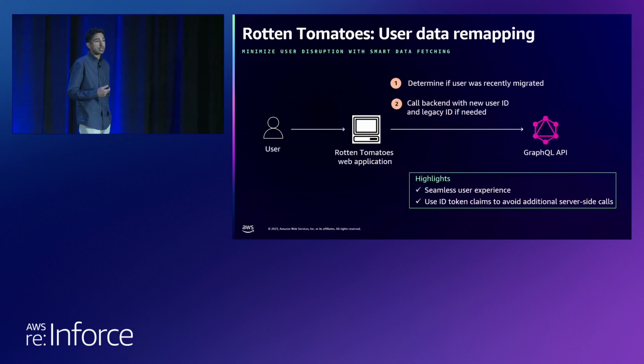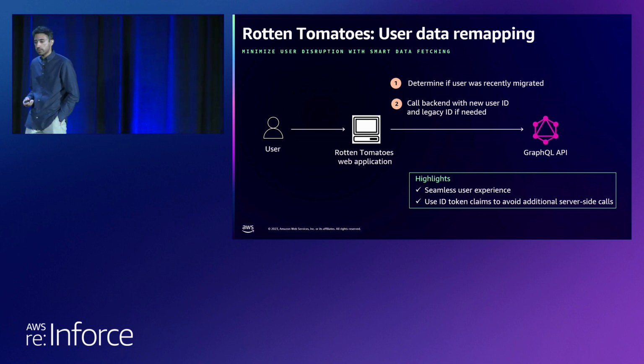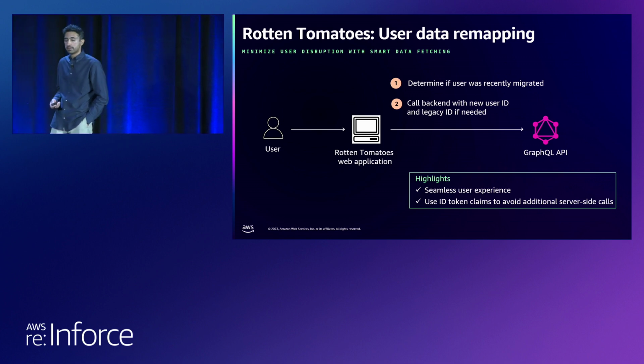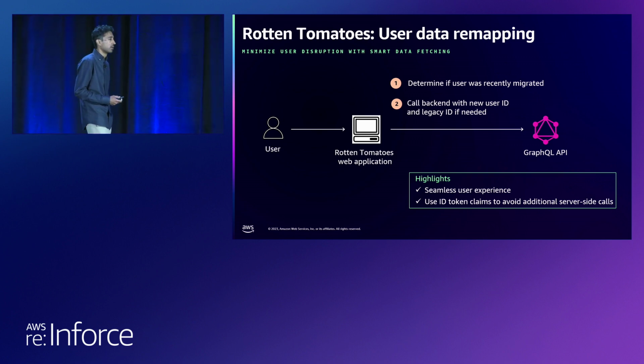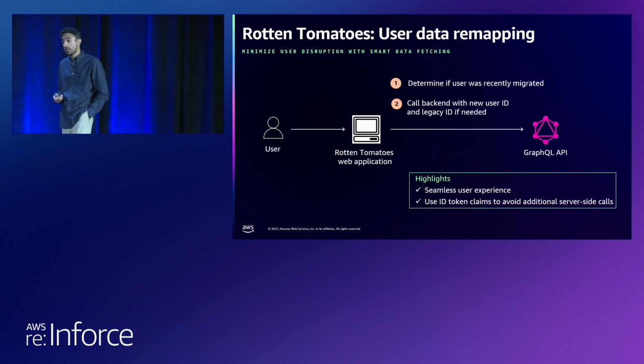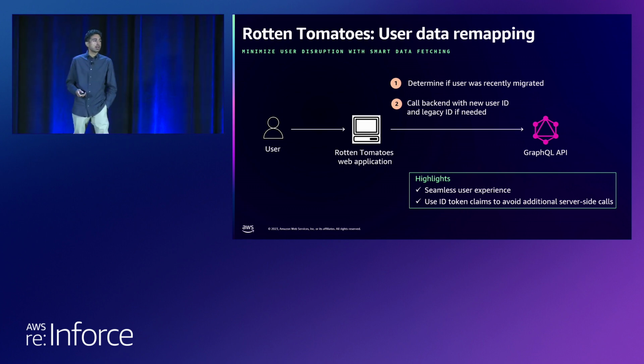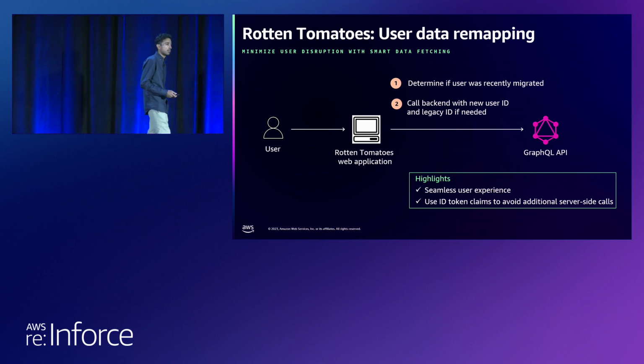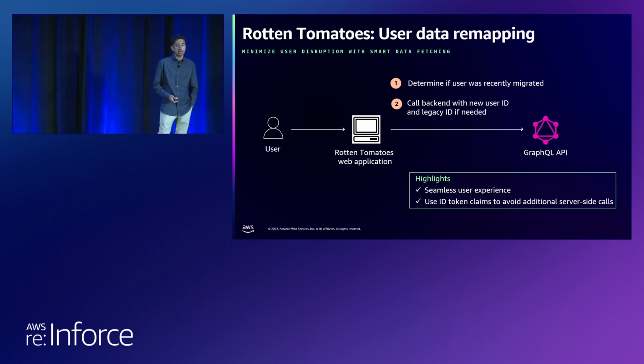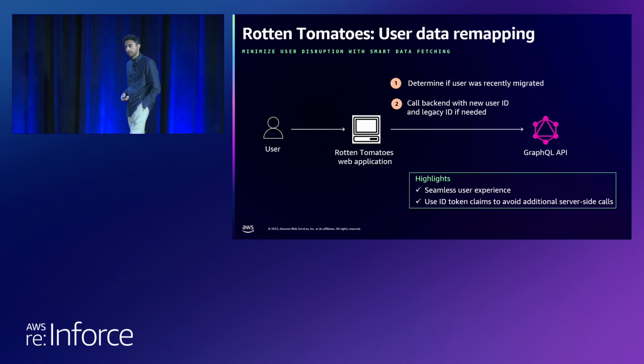So when a user loads the Rotten Tomatoes application and they're logged in, the application will try and determine if that user was recently migrated. And it does so using two attributes. First, their legacy ID, and second, their sign-up date, both of which are preserved as custom attributes and made available in the ID token. Once the application determines that a user was recently migrated, it will call the backend to resolve user data, passing along both their legacy ID as well as their Cognito user ID.